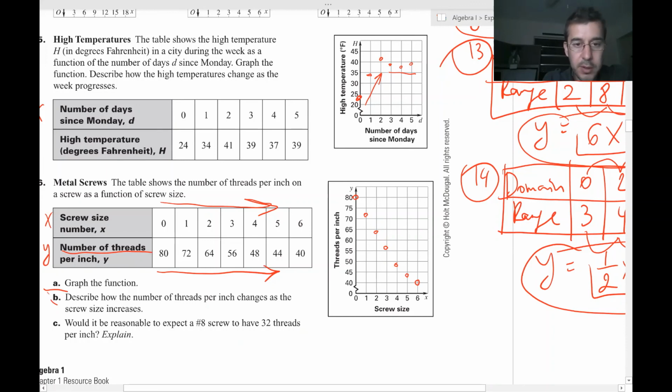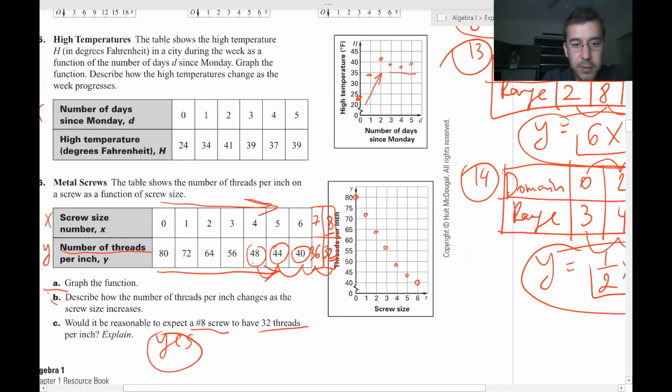So we have 6 and then 7 and 8. So what would that be, right? So we see here the last few, they all decrease by 4. So if that's the case, then 4 less than 40 would be 36. 4 less than 36 would be 32. So would it be reasonable to expect a number 8 screw to have 32 threads? Yes.